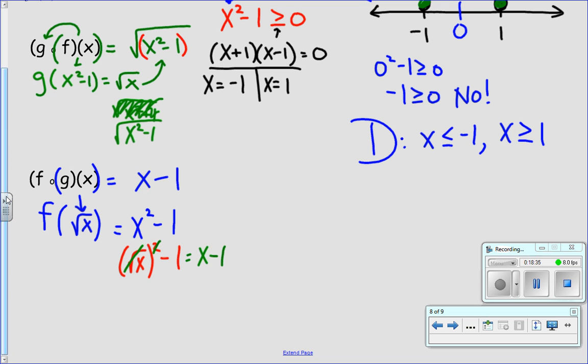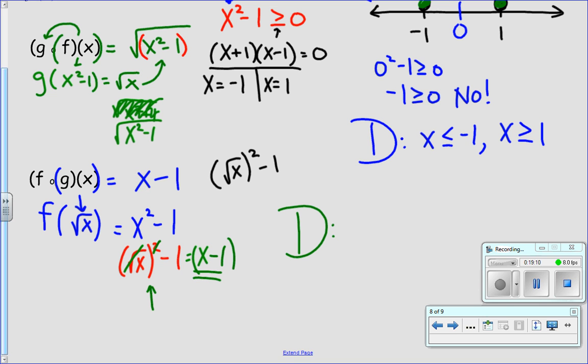That's awesome. But what's my domain? And be careful here. What's my domain? Close. Close. If I looked here and looked at my domain right here, can I put any number in for x? I would say all real numbers. But here's where we got to be careful. This is just the simplified version of the composition. And what's the composition say? The composition said it's radical x squared minus 1.